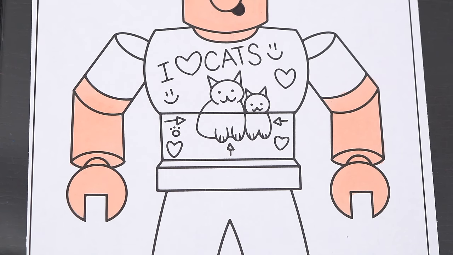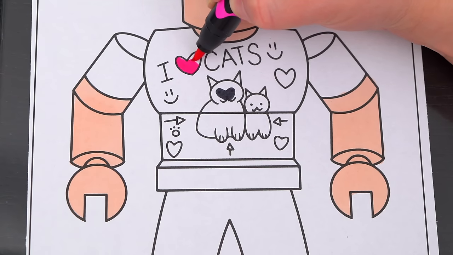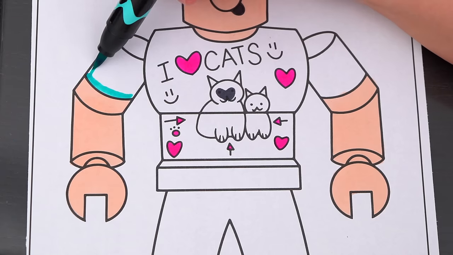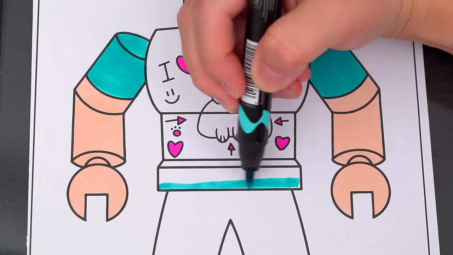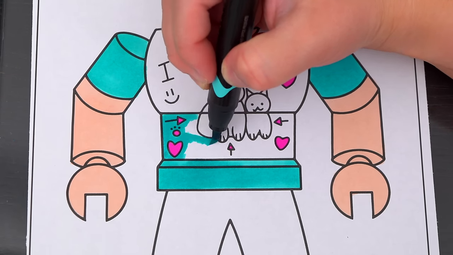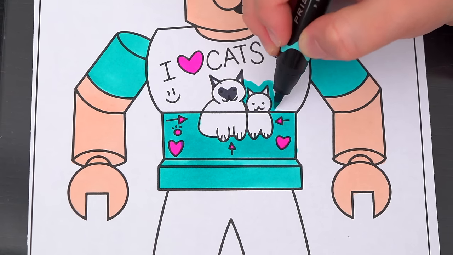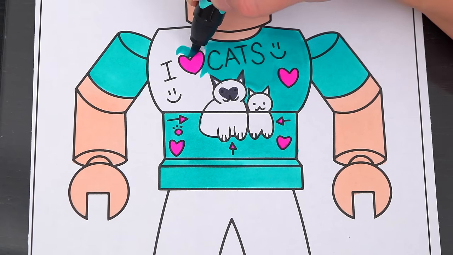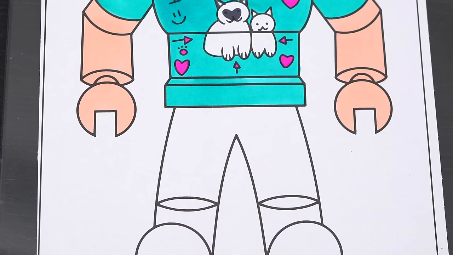Let's color in his shirt in aqua blue with pink hearts and white cats. And let's color in his pants black with white shoes.